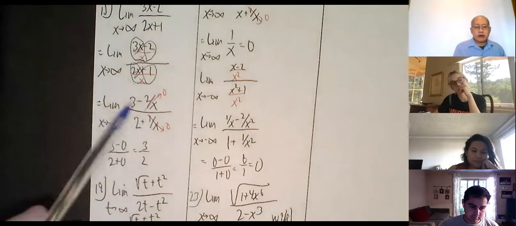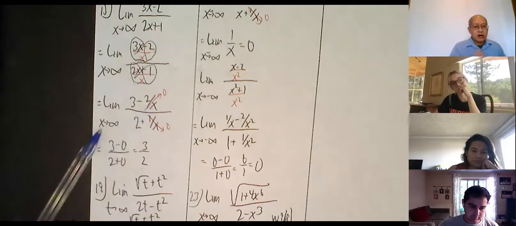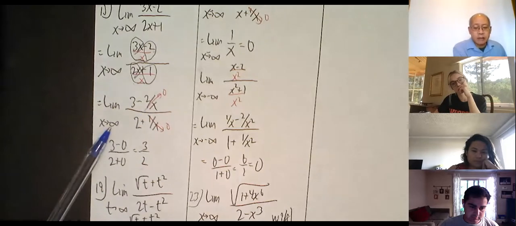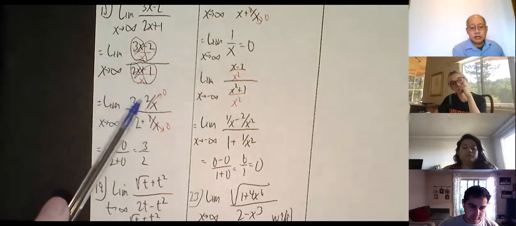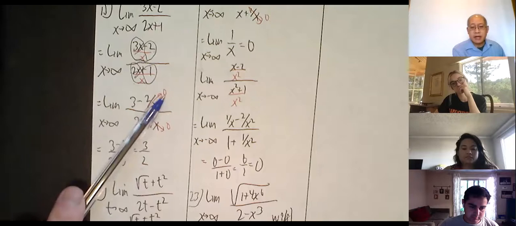Okay. And now here's where you want to know this. You should not plug in numbers. You should not say to yourself, oh, I'm going to plug in 1,000, a million, a billion. No, you should just look at this and say 2 over x. If x is super big, the limit is 0.